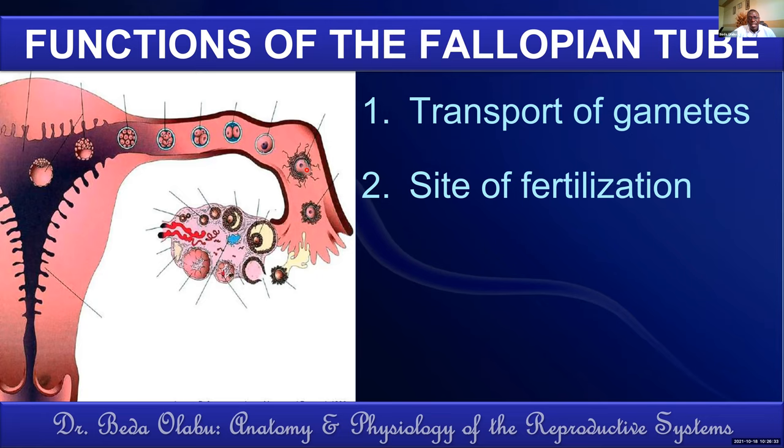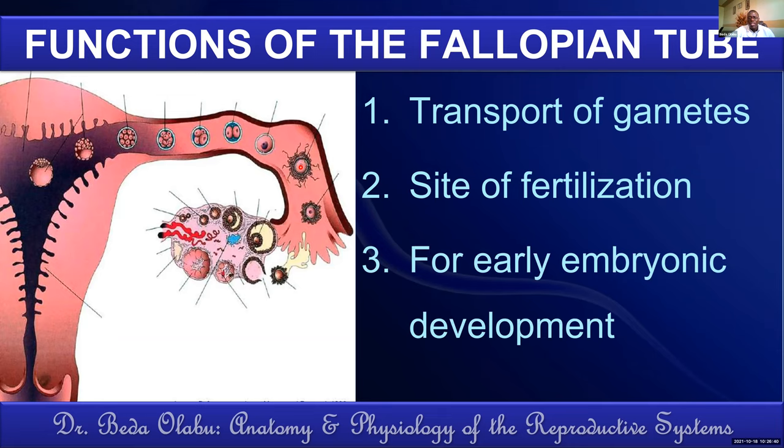We also know that the fallopian tube is a site of fertilization. Fertilization in particular takes place within the ampulla of the fallopian tube. And the fallopian tube is also a site of early embryonic development. If fertilization takes place in the ampulla, the conceptus will still have to move for some days before it reaches the endometrial cavity, the appropriate site of implantation. So for the first 4 or 5 days, the conceptus will be in the fallopian tube, being nourished by the fallopian tube.